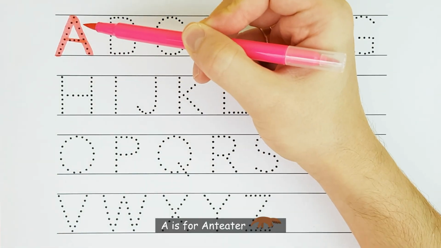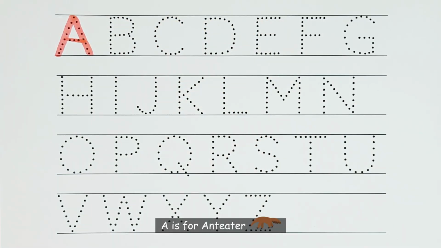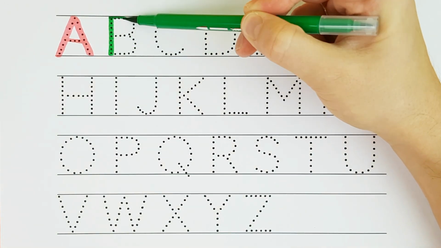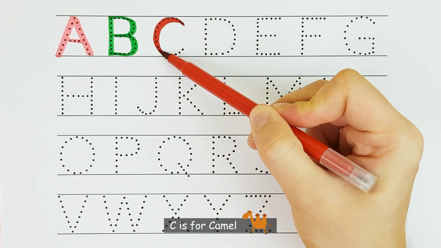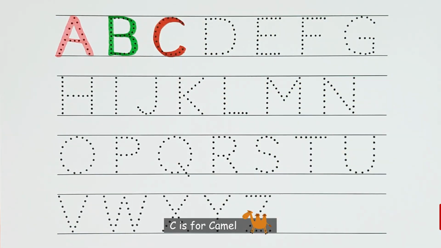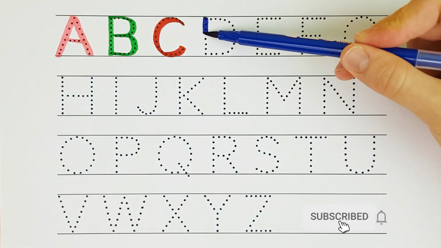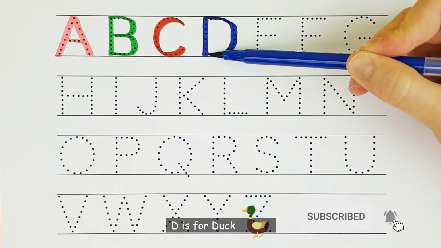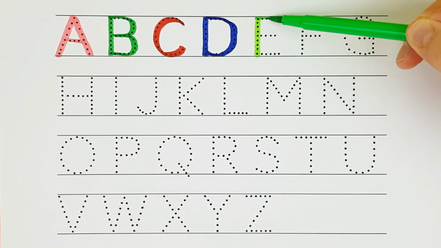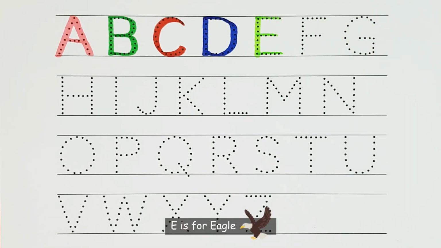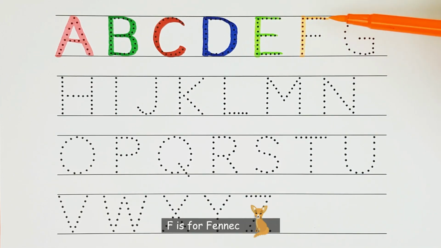A. A is for Antietam. B. B is for beaver. C. C is for camel. D. D is for duck. E. E is for eagle. F. F is for fennec.